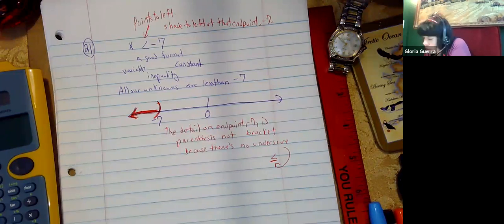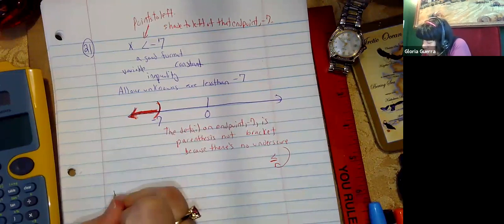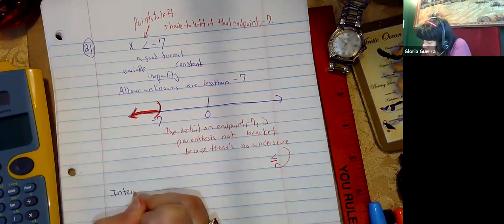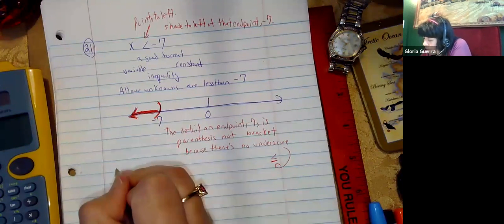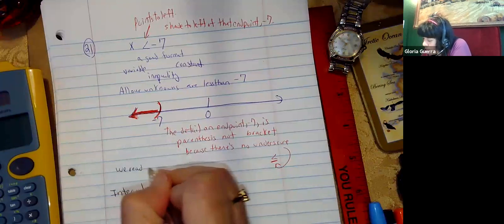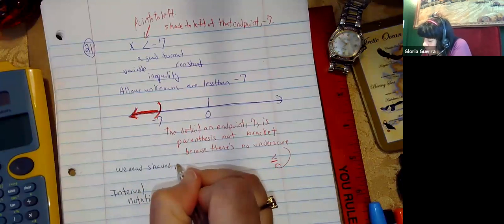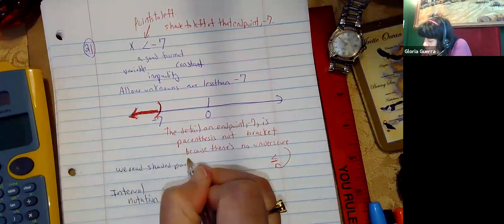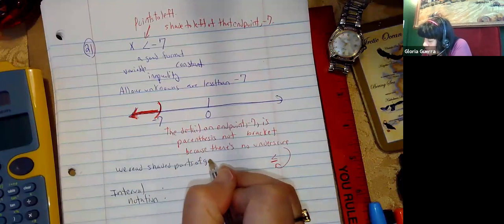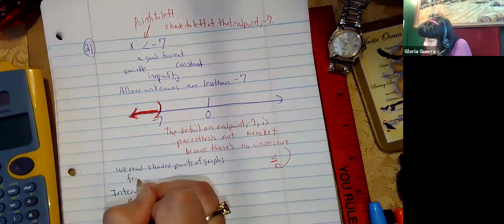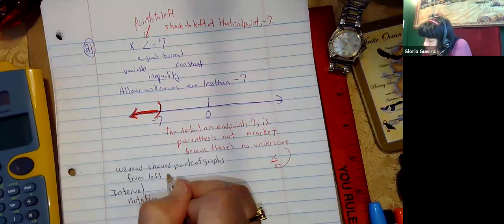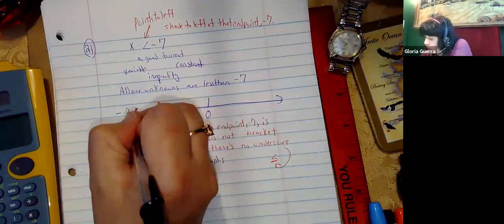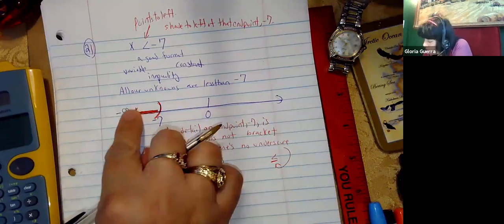So that's the next thing. I think they're also asking for the interval notation. And remember how we read graphs. Remember we read the shaded part of graphs, remember left to right, to help you with the interval notation. So you see this is negative infinity. So you start with negative infinity.